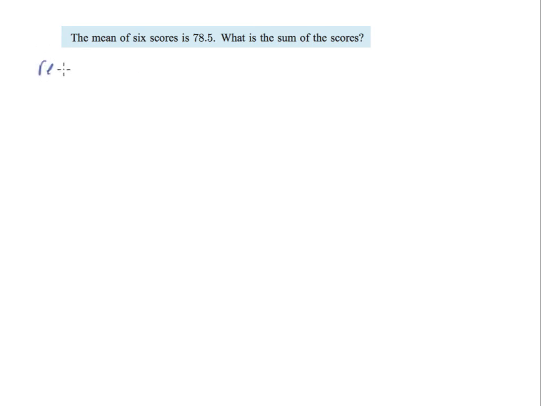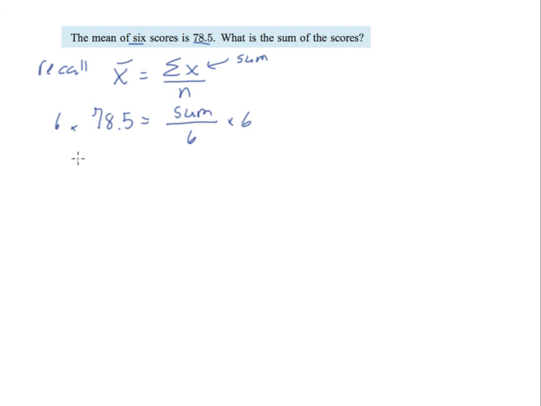Okay, here's another example, another way that might show how to do this. We're going to find the sum of the scores if the mean of 6 scores is 78.5. We're going to use our formula here. We know mean is 78.5. Sum is what we're going to find, and we know we have an n equal to 6. So we're going to solve this equation for sum by multiplying each side by 6, and we get our sum is 471. So the sum of the scores is 471.